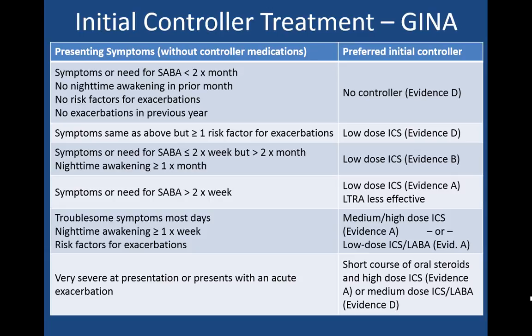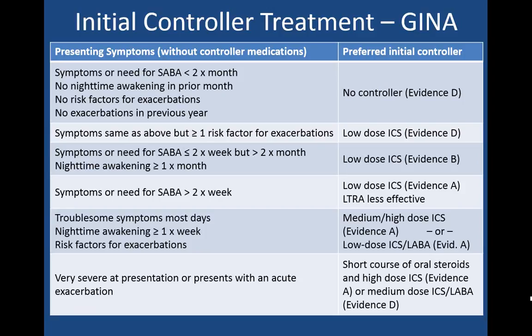So for initial controller therapy, they lay it out a little differently based on the level of evidence for those patients. If you look at this top column, for example: symptoms less than or equal to 2 times a month, no nighttime awakenings, no risk factors for exacerbations, and no exacerbations in the previous year. That sounds a lot like the person I told you is well controlled, or intermittent asthma per the EPR3 guidelines, okay? So there's a very low level of evidence that these patients don't need a controller therapy.